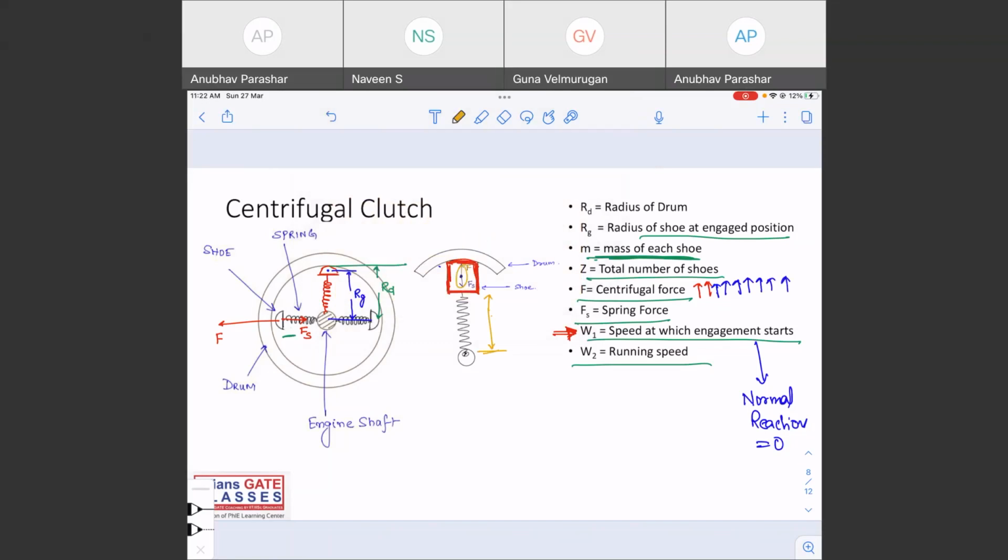Now the shoe cannot move out any further because it is restricted by the drum. So what will happen? The spring force after omega 1 will remain constant.